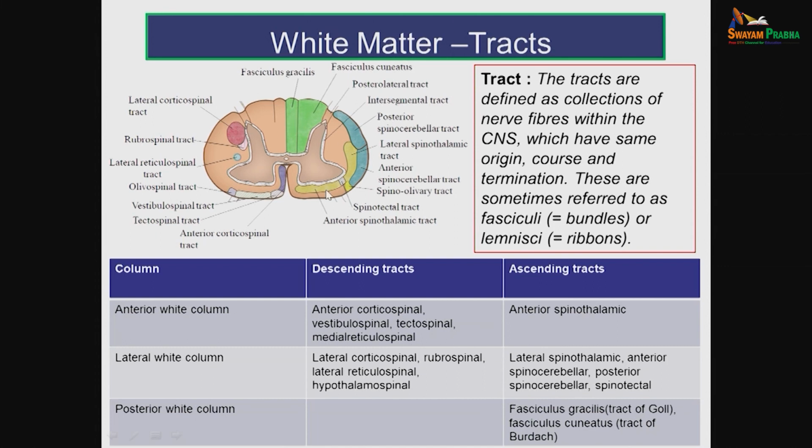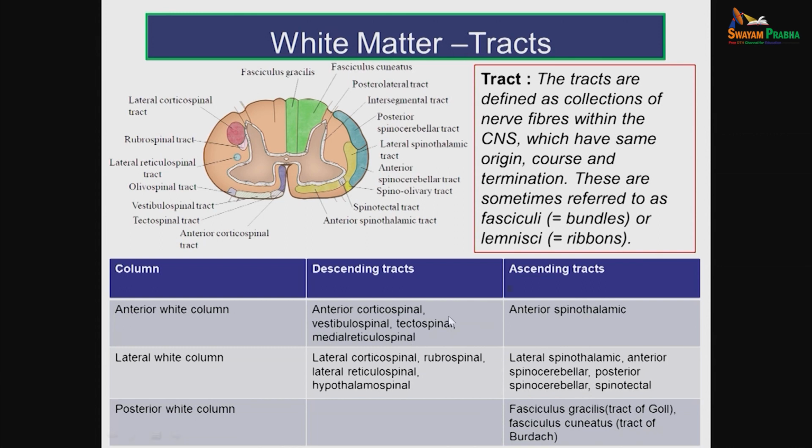So a tract is nothing but a collection of nerve fibers within the central nervous system, which have the same origin, course and termination. They are sometimes called fasciculi, that is bundles, or lemnisci, that means ribbons. So the nerve fibers in the white matter get collected and form the tracts. These tracts have the same origin, course and termination, and they are named after the masses of grey matter they are going to connect. So that is the tract.